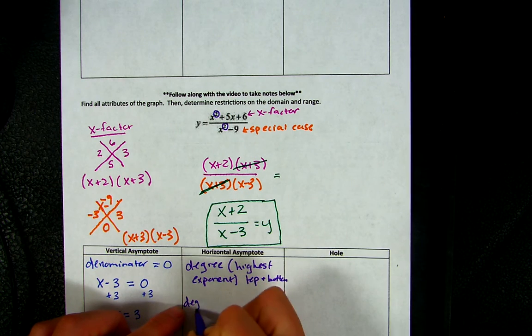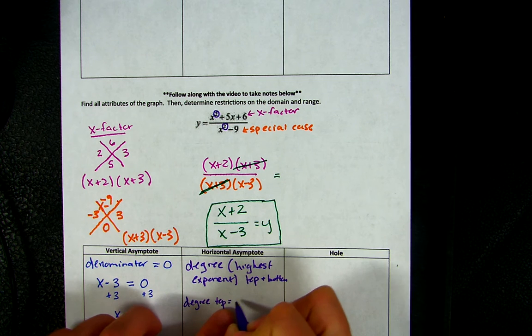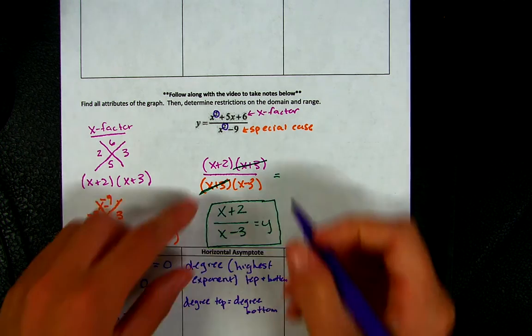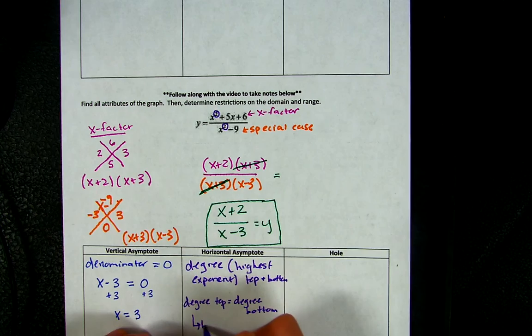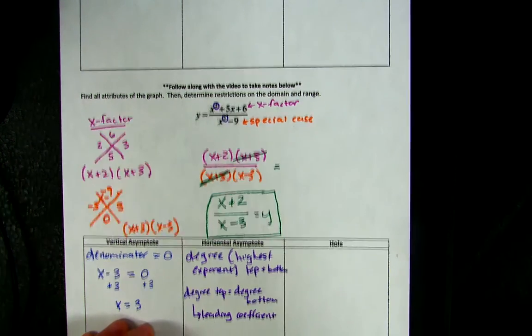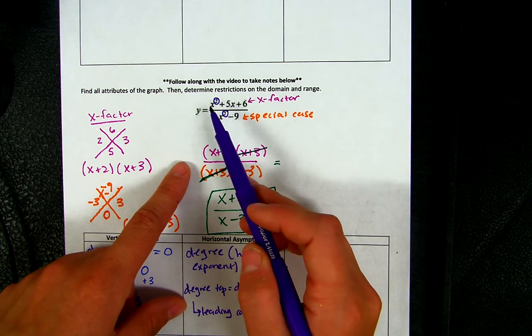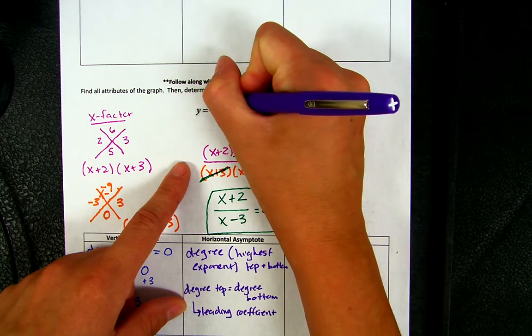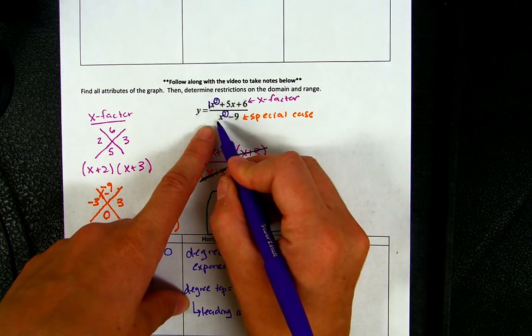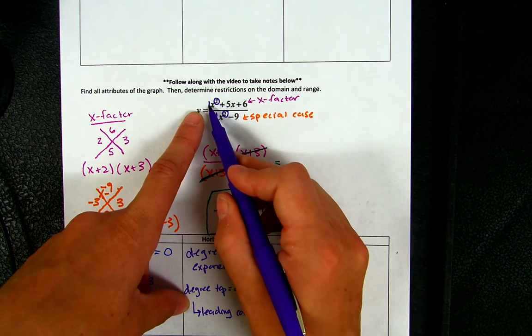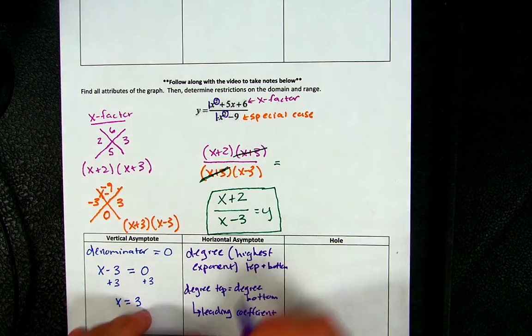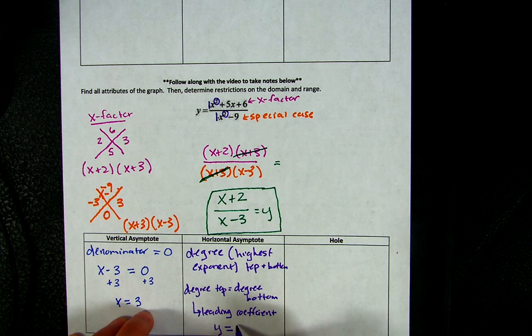So when the degree of the top is equal to the degree of the bottom, you look at your leading coefficient, which means the number in front of the highest exponent. So we're looking at the number in front of x squared, which is 1. The number in front of this x squared, which is 1. 1 divided by 1 is 1. So my horizontal asymptote is y is equal to 1.